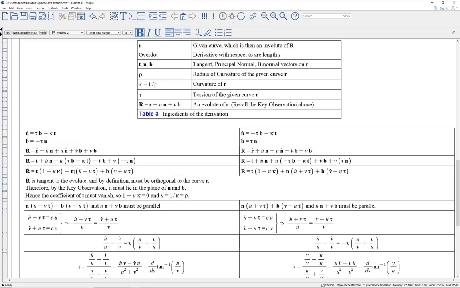Factor up the things that multiply N. You get a u dot here, and minus v tau here. On this side, what multiplies N? U dot here, and v tau is positive. So here you have a minus sign, here you have a plus sign. Now factor up the stuff that multiplies B. You get a v dot here, you get a u tau here, a plus sign in between. When you do it on this column, you get a minus u tau, and you get a plus v dot here. Okay, so plus sign here, minus sign here.